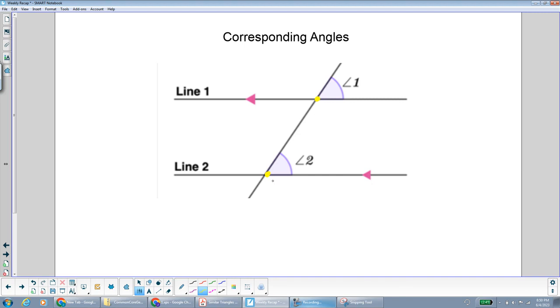To the bottom right would be another set of corresponding angles. To the top left would be another set, and to the bottom left would be the last set. Corresponding angles are on the same side of the transversal, but one is on top of the parallel lines and one is in between them.